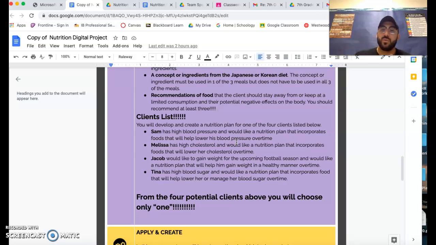She has high blood sugar and would like a nutrition plan that incorporates food that will help lower or manage her blood sugar over time. So again, you are choosing one of these clients to do the nutrition plan for, not all four of them.